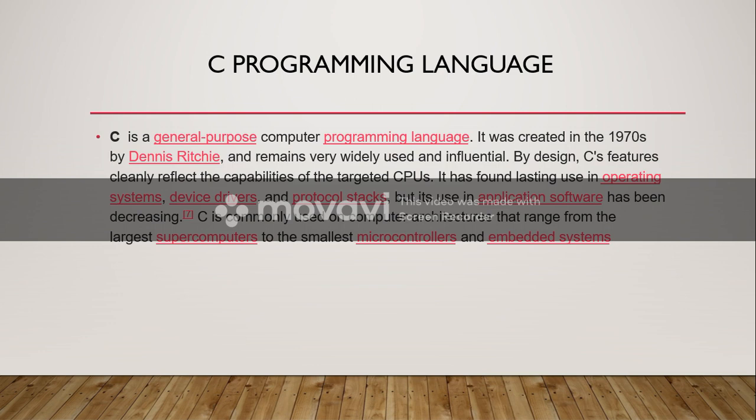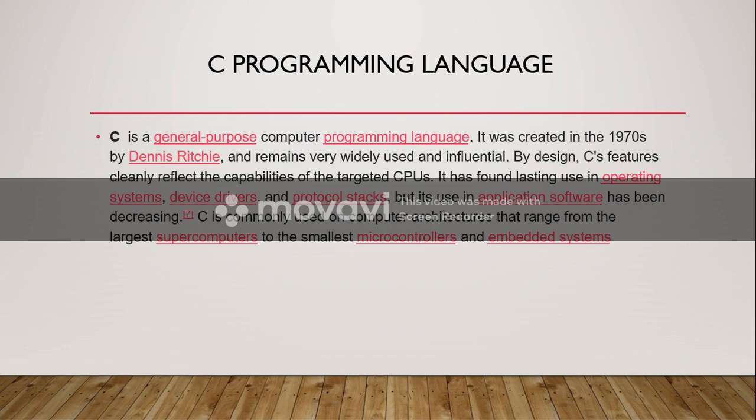It has found lasting use in operating systems, device drivers, and protocol stacks, but its use in application software has been decreasing. C is commonly used in computer architectures that range from the largest supercomputers to the smallest microcontrollers and embedded systems. C programming language is the one which we learned during our internship, which enabled us to write our source code, which was primarily written in the C programming language.